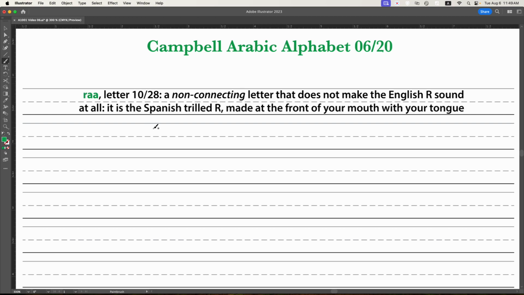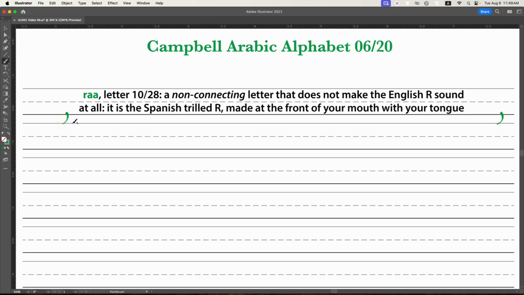Ra is the 10th letter of the alphabet. Like alif, waw, dal, and thal, it is a non-connecting letter, which means it does not connect to the next letter. And while it's rendered into English as R, it is not at all the English R sound. I'll get to this in just a second, but let's show how to make it first. We're going to start on the line, and we're going to dangle down like this. This is a Ra. So Ra is an obtuse angle.